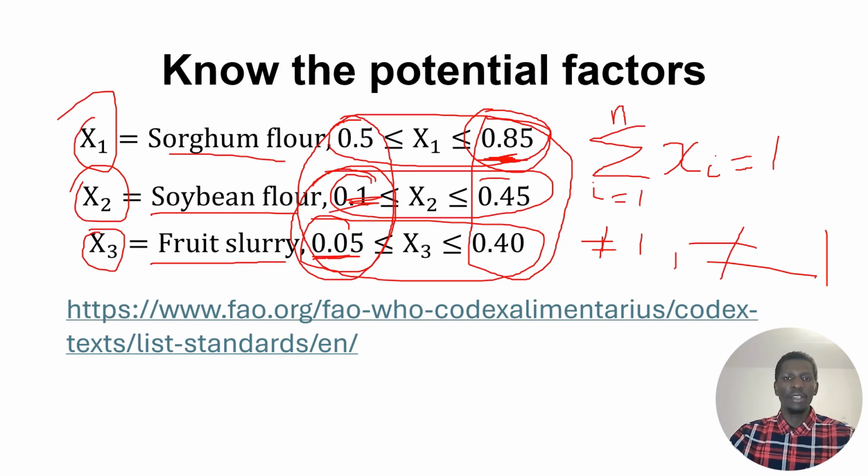If you combine 0.45 plus 0.05 plus 0.5, the answer will be equal to 1. If you combine 0.4 plus 0.1 plus 0.5, the answer will be equal to 1. So this is how we set factor limits for a mixture problem.